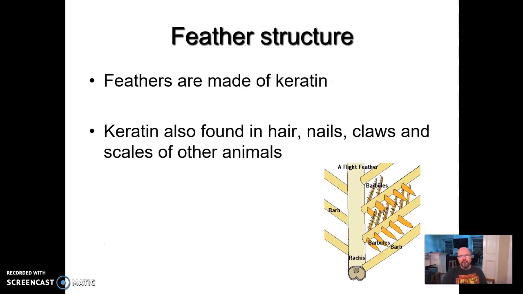Feathers are made of keratin. We've seen keratin before in the outer coverings on the shells of Testudines, order Testudines. We've also seen that in the scales of reptiles. Keratin is found also in hair, nails, claws, and scales. So your fingernails, your hair, facial hair, head hair, all has keratin in it.